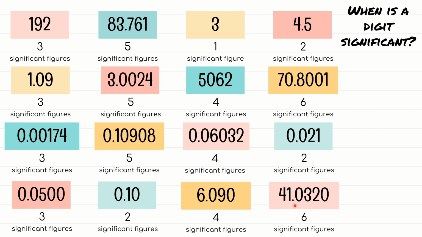And lastly, in this number 41.0320, I will have to count this 0 as significant. Likewise, I need to count this ending 0 as significant as well. Therefore, I will have 1, 2, 3, 4, 5, and 6 significant figures. I hope that you have an idea now about when a digit is significant.